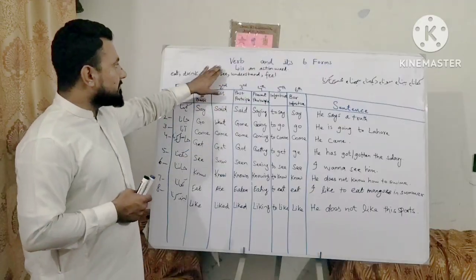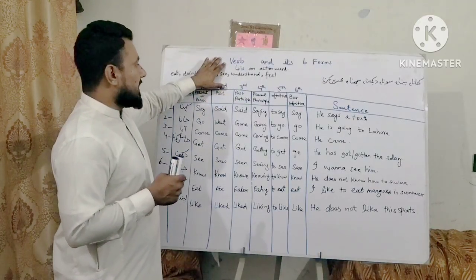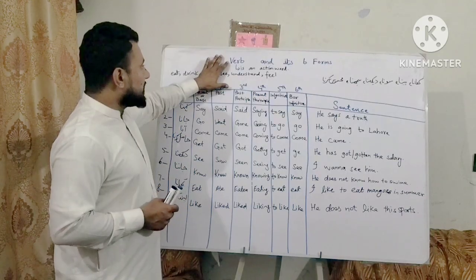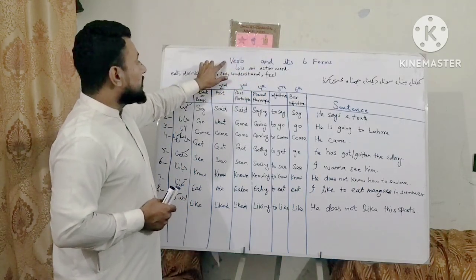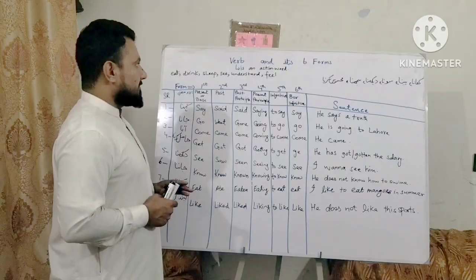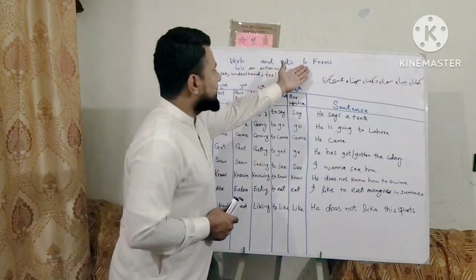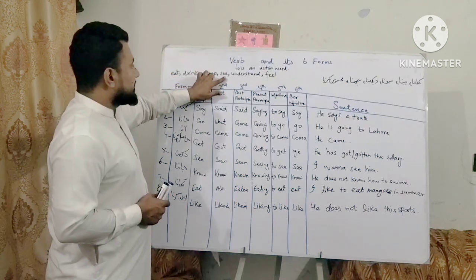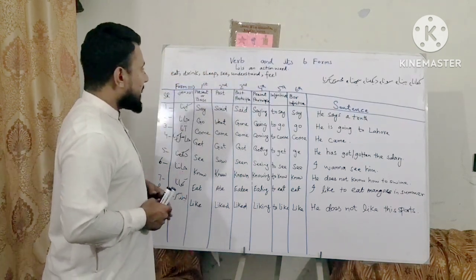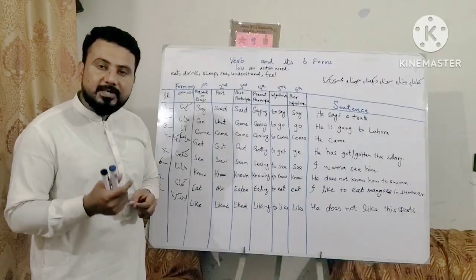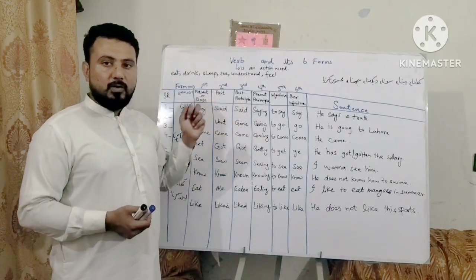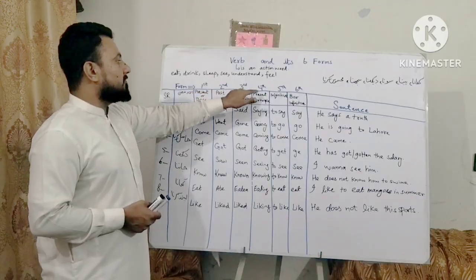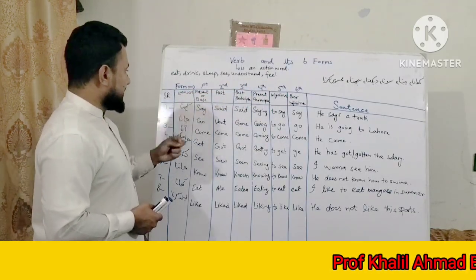So dear students, sometimes verbs become a state of being, but in most of our tenses a verb is an action word. Verbs are the action words. And a verb has six forms, like eat, drink, sleep, see, understand, feel. Every word that describes an action is called a verb. Dear students, we have six forms of verb: first, second, third, fourth, fifth, and sixth.